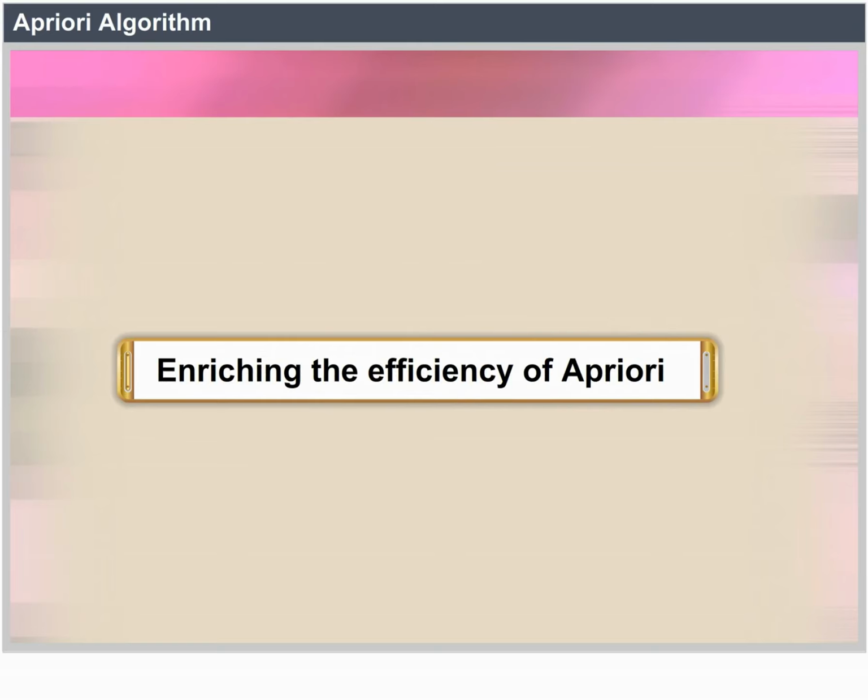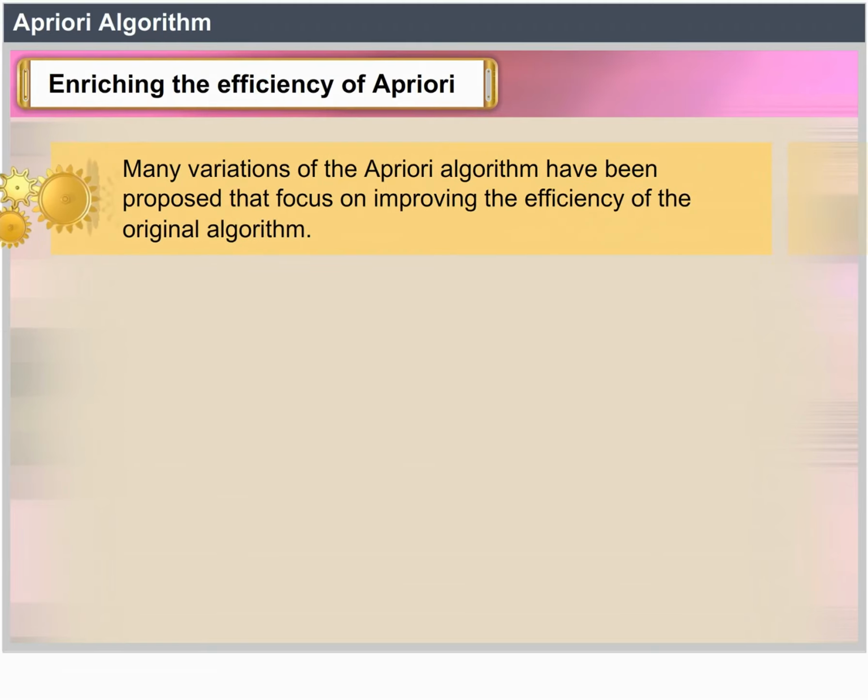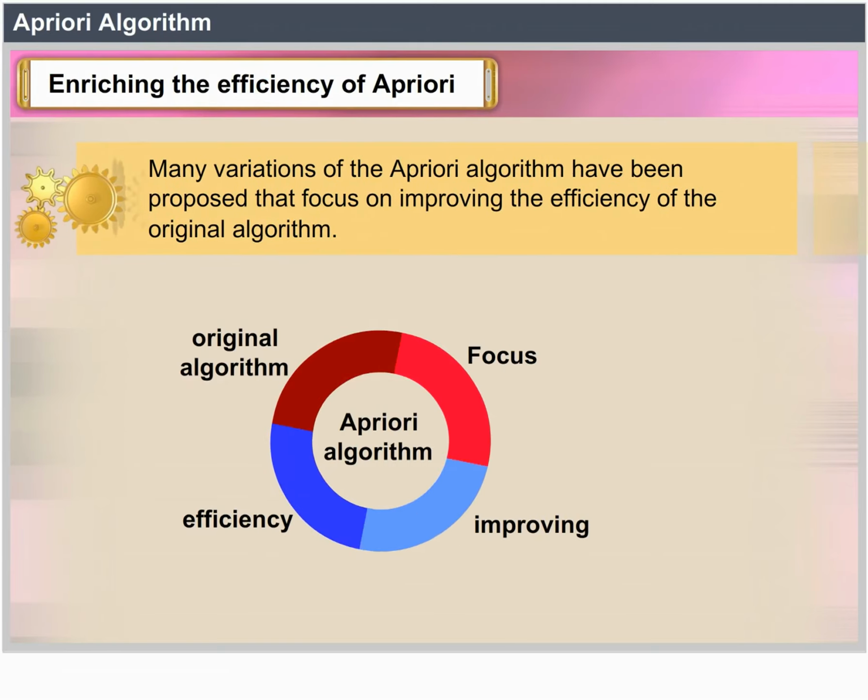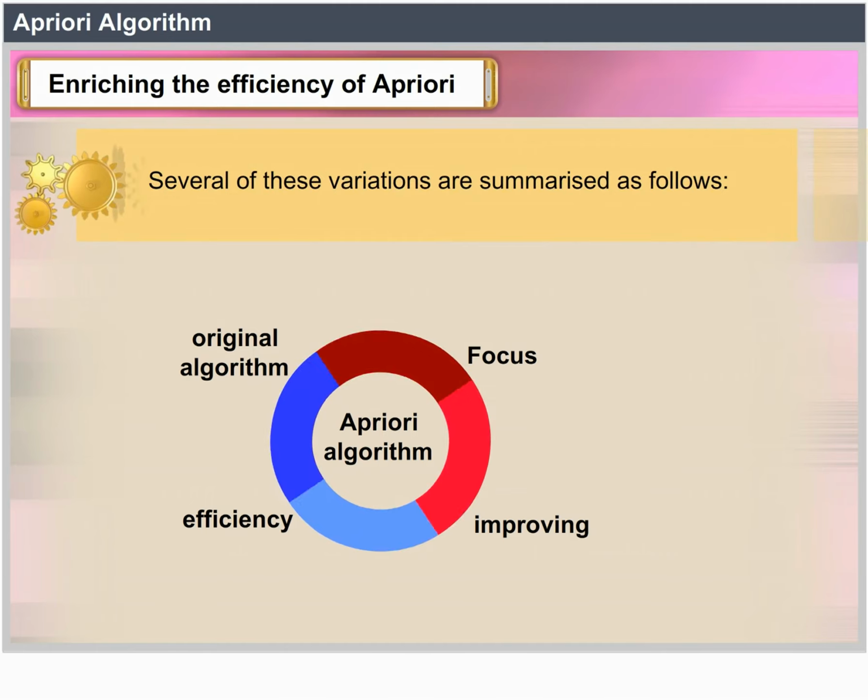Improving the efficiency of Apriori. Many variations of the Apriori algorithm have been proposed that focus on improving the efficiency of the original algorithm. Several of these variations are summarized as follows.